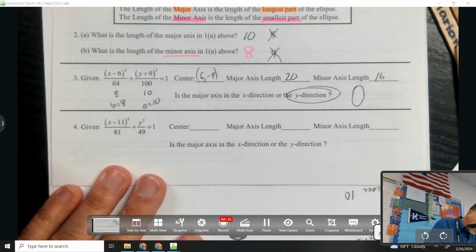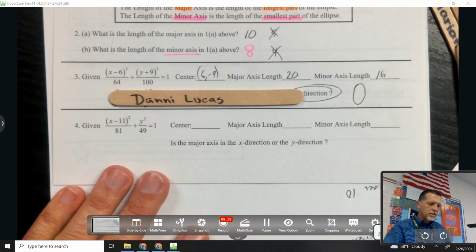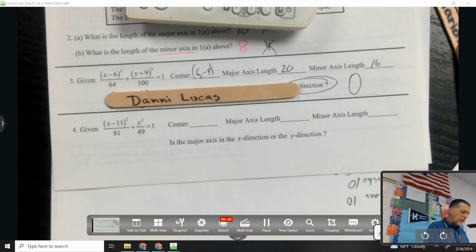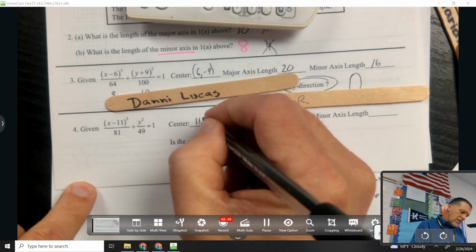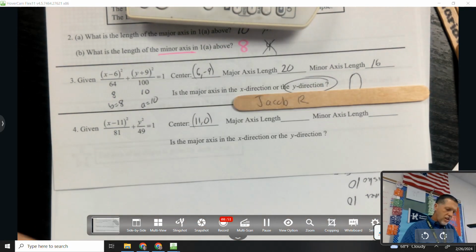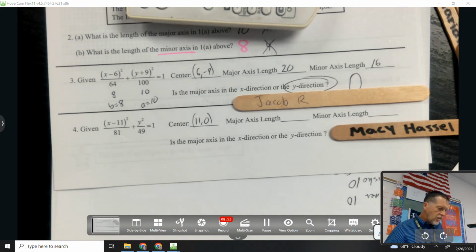Number 4. Danny, how about the center? 11, 0. Jacob, how long is the major axis for this ellipse?